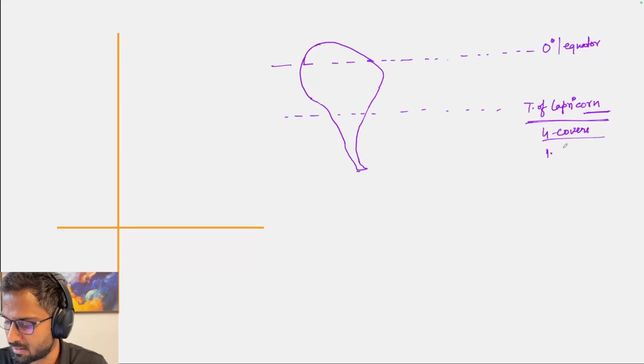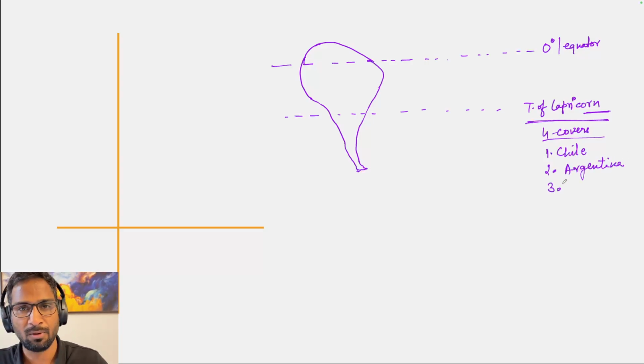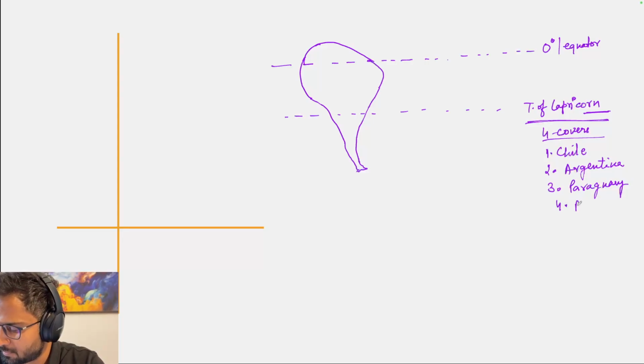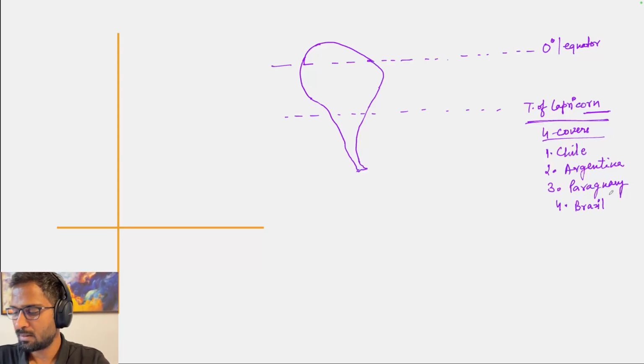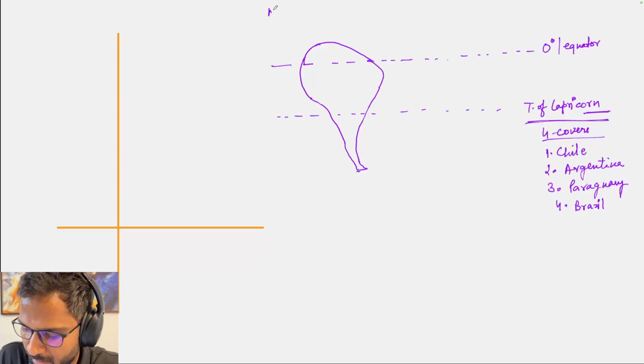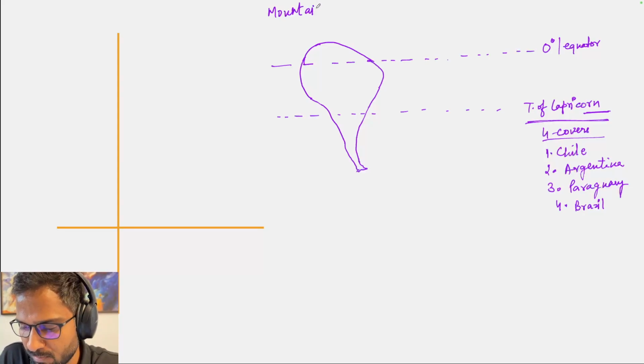So first is Chile. Second, if you see in the sequence, you'll find Argentina, northern part of Argentina. Third, that would be Paraguay. And fourth country is Brazil. So these are the four countries through which Tropic of Capricorn passes. Now let's see the mountains and plateaus in this map. Mountains, plateaus as well as deserts.